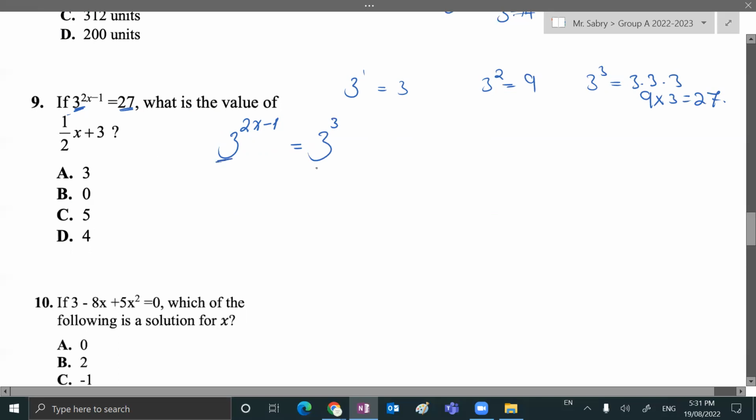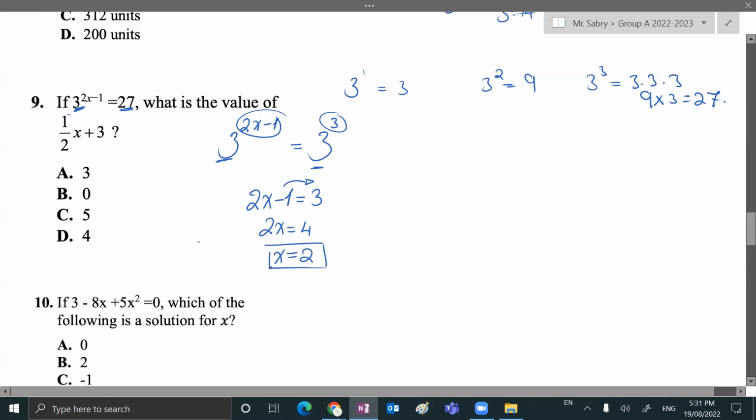Now since both bases are equal to each other, I should just make the powers equal to each other as well. So 2x minus 1 is now equal to 3. Find the value of x. Move negative 1 to the other side. So 2x will be equal to 4, which means x is equal to 4 divided by 2. x is now equal to 2. I got the value of x.